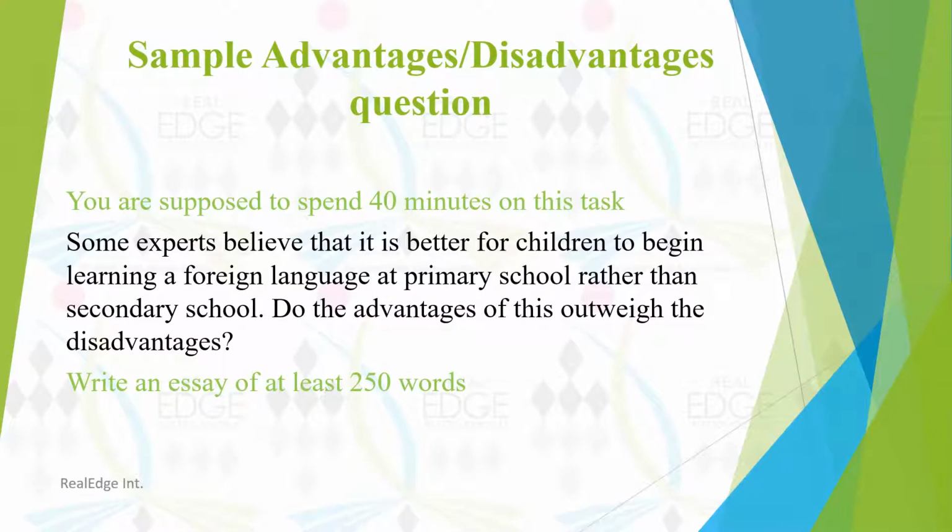This is our question, and the instruction is you are supposed to spend 40 minutes on this task. And the task is, some experts believe that it is better for children to begin learning a foreign language at primary school rather than secondary school. Do the advantages of this outweigh the disadvantages? Write an essay of at least 250 words.